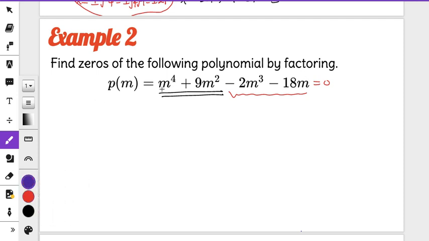So for the first one, they both have m squared, so I take m squared out of this, and the next part is going to be m squared plus 9, because m squared times m squared is m to the 4th, and m squared times 9 is 9m squared.